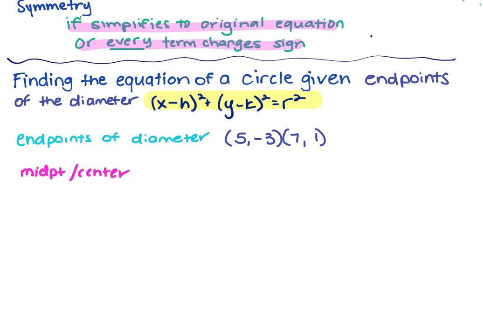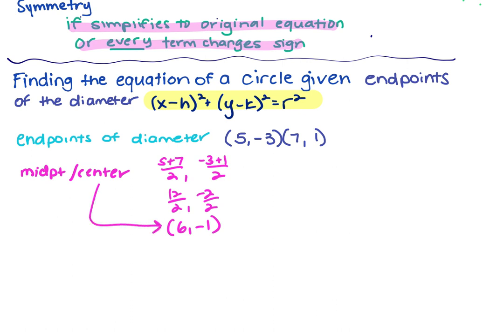So (5 plus 7) over 2, (negative 3 plus 1) over 2, 12 over 2, negative 2 over 2, and I get 6, negative 1. And that's the center, so that's your h and your k. And then we said there's 3 ways really to do the next step. One is find the distance from the endpoint to the endpoint and cut it in half. And I said don't do that because if you get a square root, people make mistakes when they try to cut square roots in half.